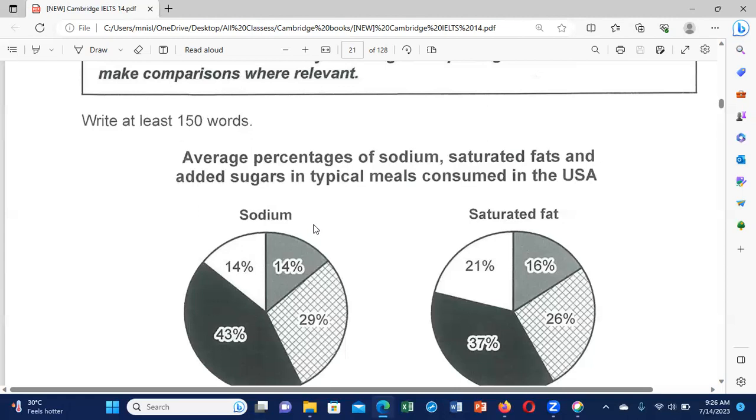For task 1, the most common questions are the pie chart, the line graph or bar graph, table, diagram, flowchart, maps. But these are the common ones. In the real exam, you will see pie chart, line graph, bar graph, table. These are the most common questions the IELTS takers face.